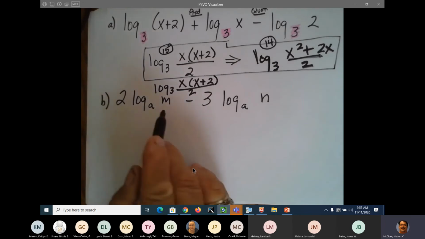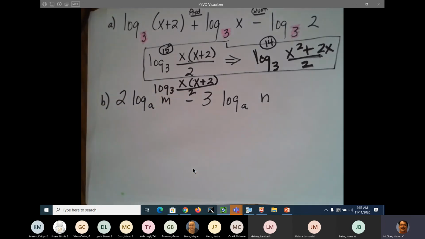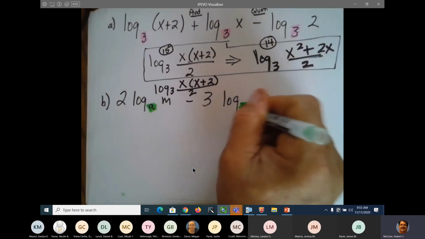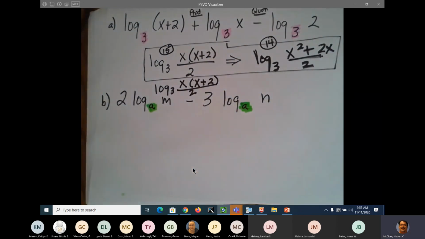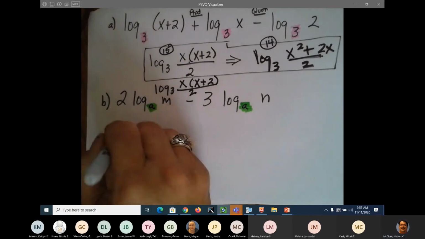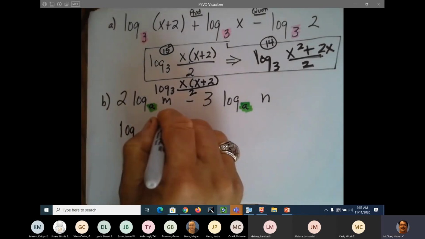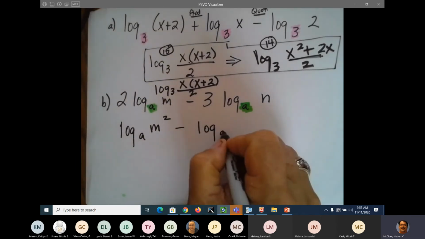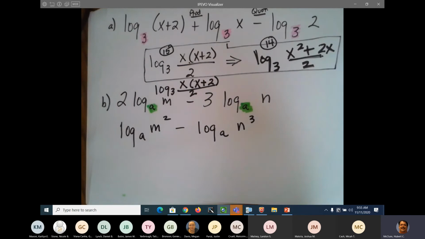So this one, I've got the same basis, but what's the problem? Somebody tell me what the problem is. That means I want you to talk. There's numbers in front of the logs. There's something in front of the log. So I've got to move it using the power rule. So that's going to be log base A of m to the second power minus log base A of n to the third power.